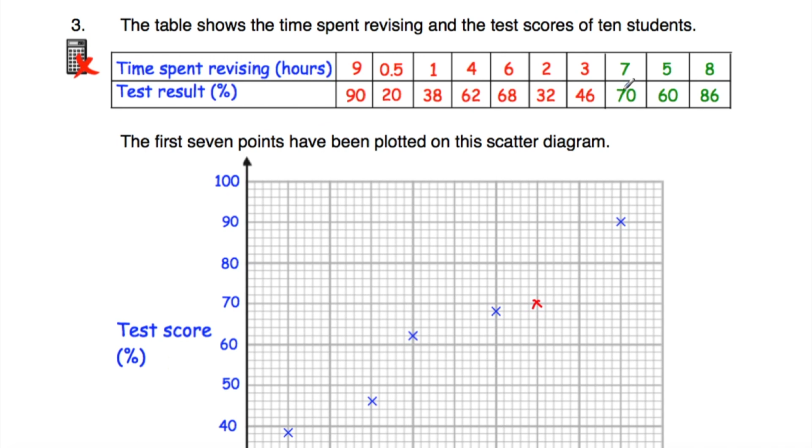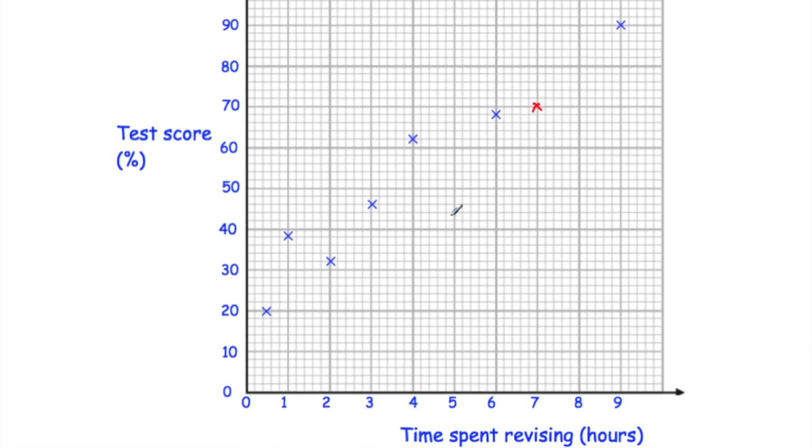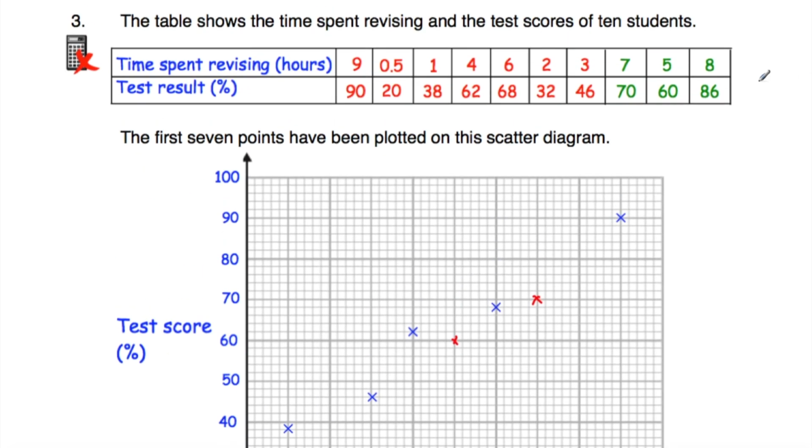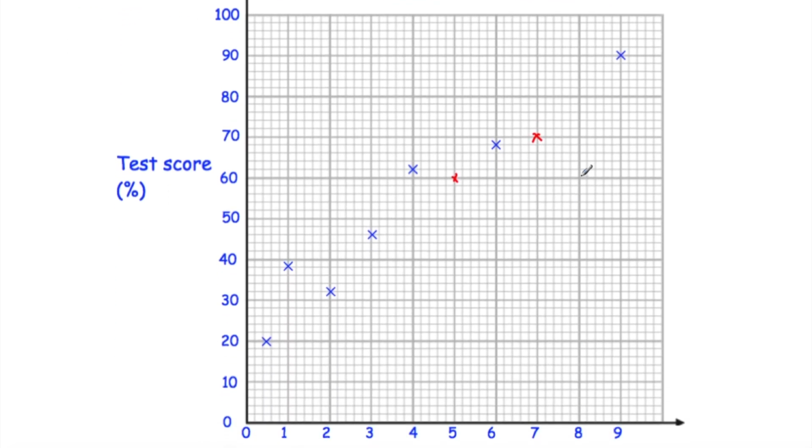Next, the next person spent 5 hours revising and got 60%. So let's go to 5 hours and up to 60%. So that's there. And the last person spent 8 hours revising and got 86%. So they revised for a bit longer and got a higher score. So there's 80. Now we're going up in twos here. So 82, 84, 86. So that's there. So 8 hours and 86%. And so we've plotted those points.